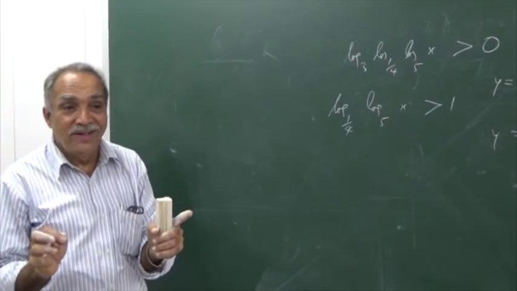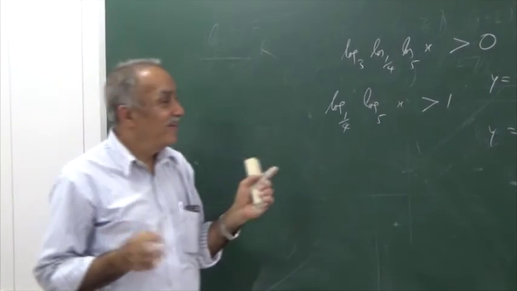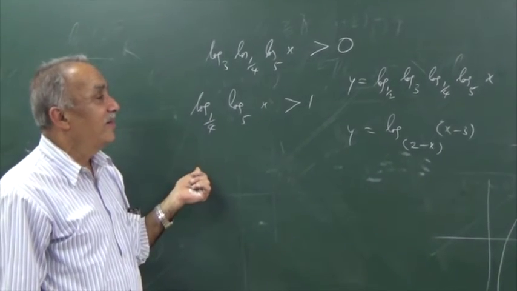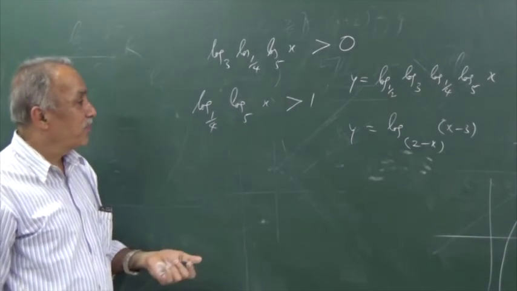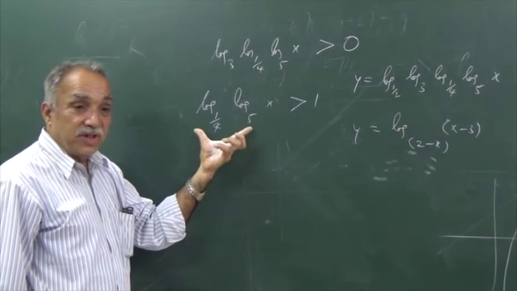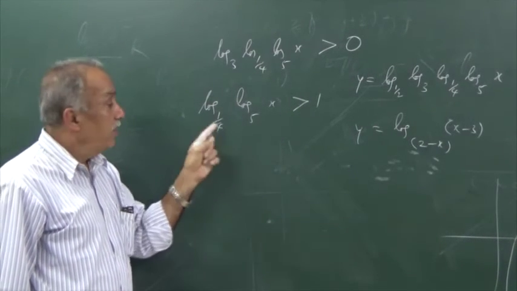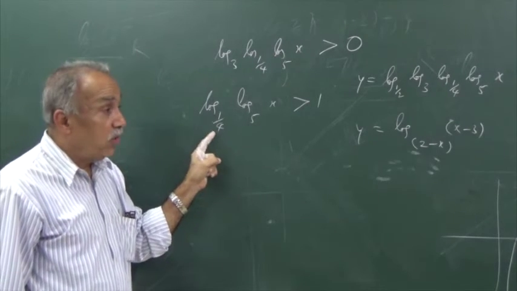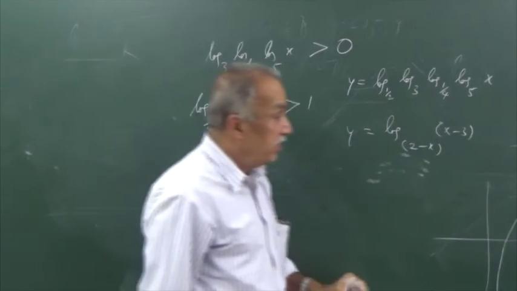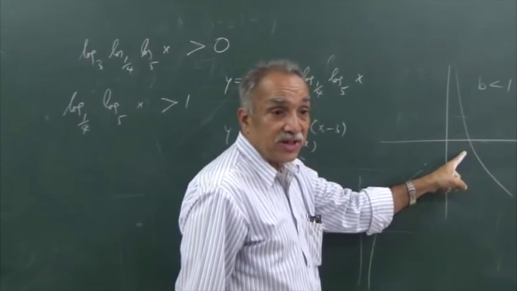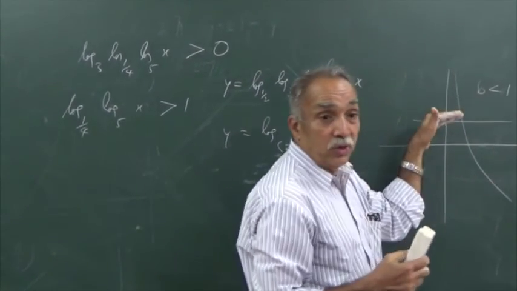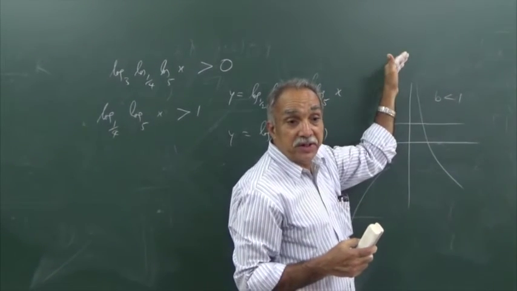Hope you are following. Now requirement is this must be greater than 1. Base is 1 by 4. Base is a number less than 1 and I want the logarithm to be greater than 1. This is the graph when base is less than 1. I want the logarithm to be greater than 1. This is y equal to 1. I want the logarithm to be greater.